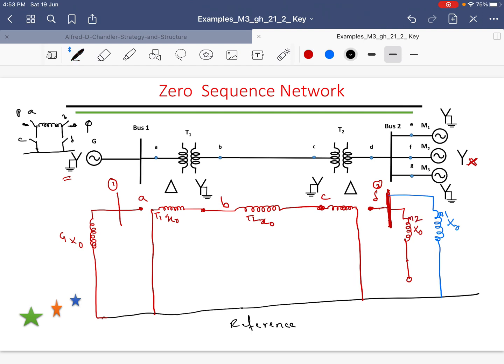Then if you go for the M3, once again it is grounded. Therefore there is a complete path for a zero sequence current. Therefore I will draw this to ground. This is X0 of M3. This is how we have to draw the zero sequence network for a given network. Okay, this is how we have to practice. Then in the next session, once again, we'll solve some more numericals on positive, negative and zero sequence networks.